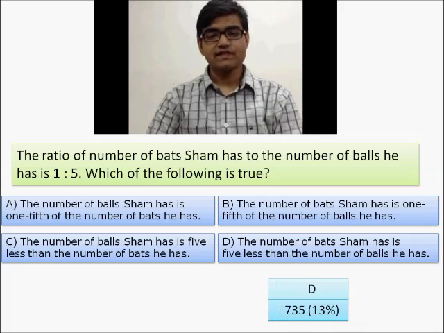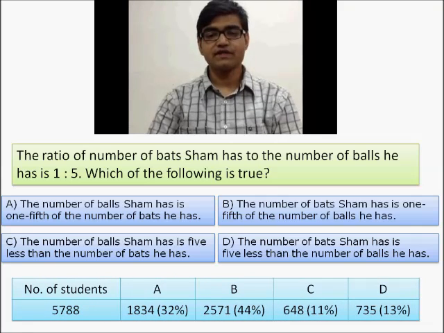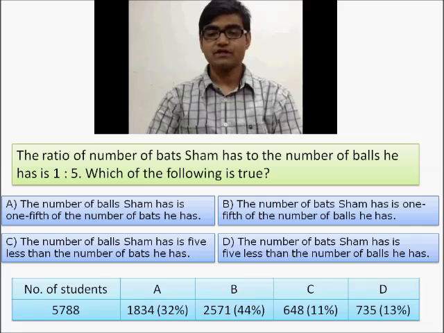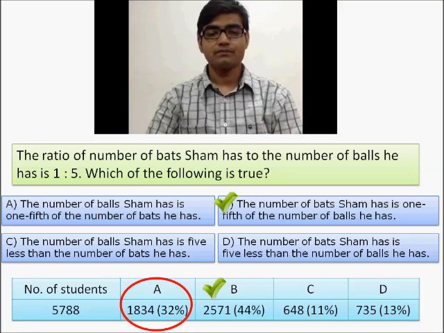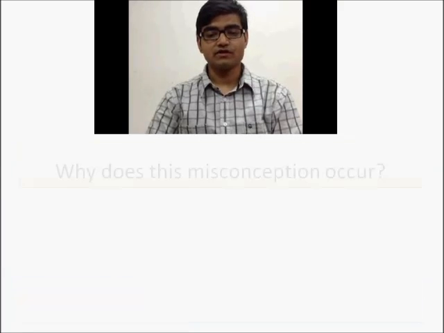The data on this question tells us that out of 5,788 students, 44% are choosing the correct option, which is B, but around 32% students chose option A, which is the opposite of option B. Why does this misconception occur?